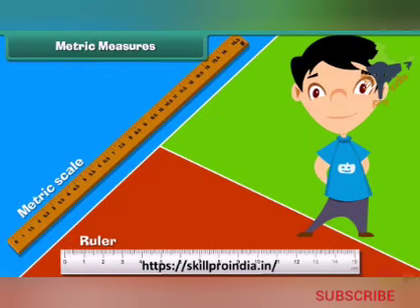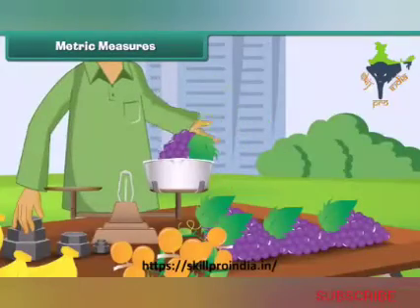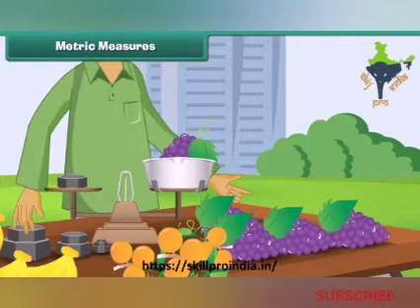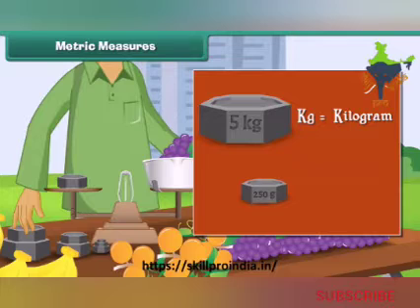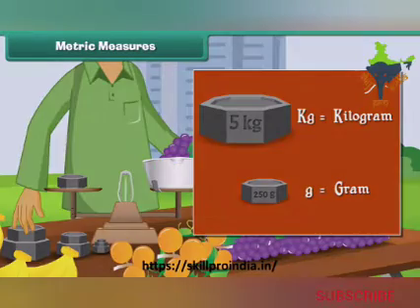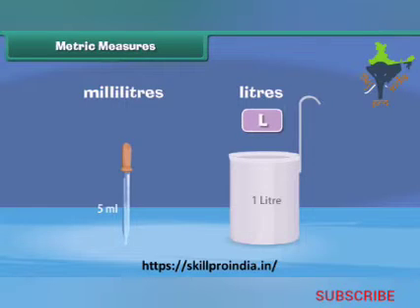Metric measures. Meter is represented by m and centimeter by cm. The weight of an object is measured in grams and kilograms. The symbol kg represents kilogram while the symbol g represents gram. Capacity is measured in liters and milliliters. L represents liter and ml represents milliliter.